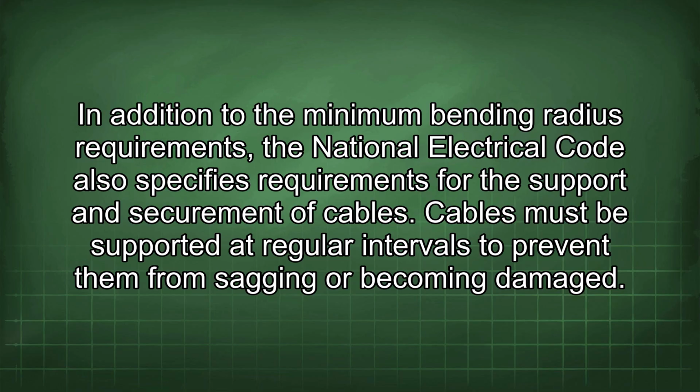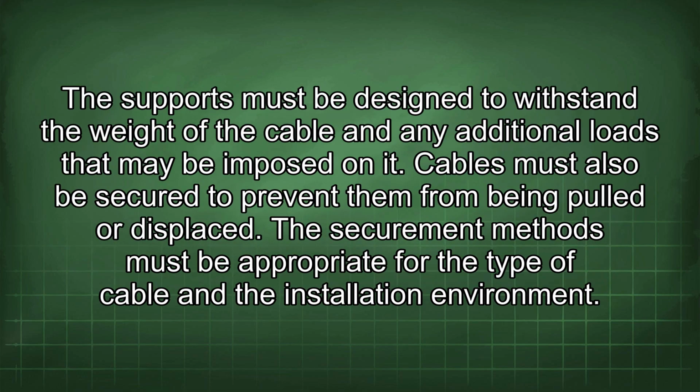In addition to the minimum bending radius requirements, the National Electrical Code also specifies requirements for the support and securement of cables. Cables must be supported at regular intervals to prevent them from sagging or becoming damaged. The supports must be designed to withstand the weight of the cable and any additional loads that may be imposed on it. Cables must also be secured to prevent them from being pulled or displaced. The securement methods must be appropriate for the type of cable and the installation environment.